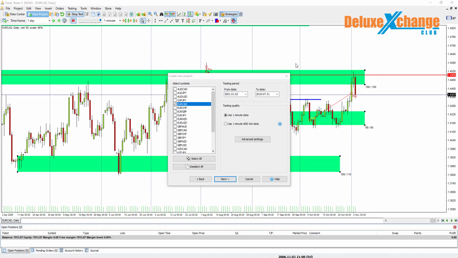All right, so welcome to another one of our back testing sessions, and we're just going to be looking for 5 or so trades. Let's see if we could find some trades. Today I just selected the EURCAD. I'm using Forex Tester, which is the program that I use to back test.